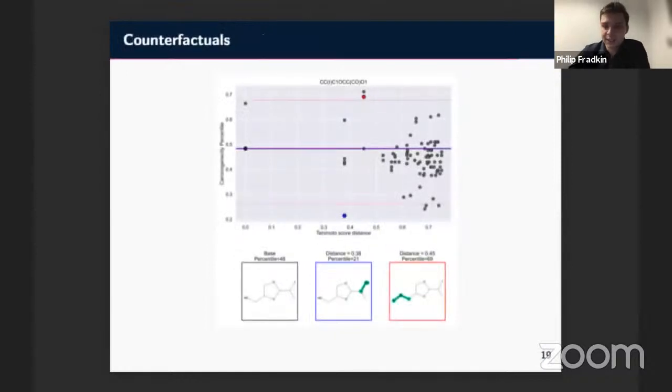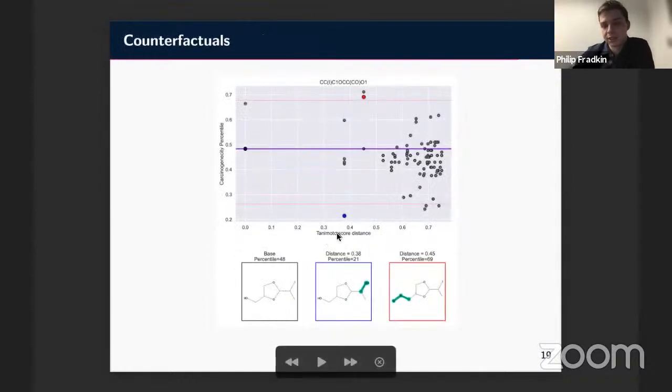And this is an example of a counterfactual plot. So every single point on this plot is a molecule. And on the x-axis is the Tanimoto score distance that I described earlier. So for identical molecules, you would have a Tanimoto score distance of 0. And then for maximally different molecules, it would be 1. And on the y-axis is the carcinogenicity percentile of the test set.